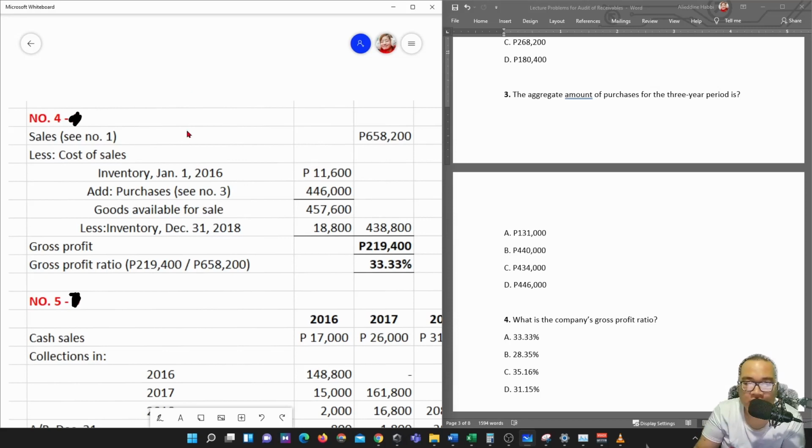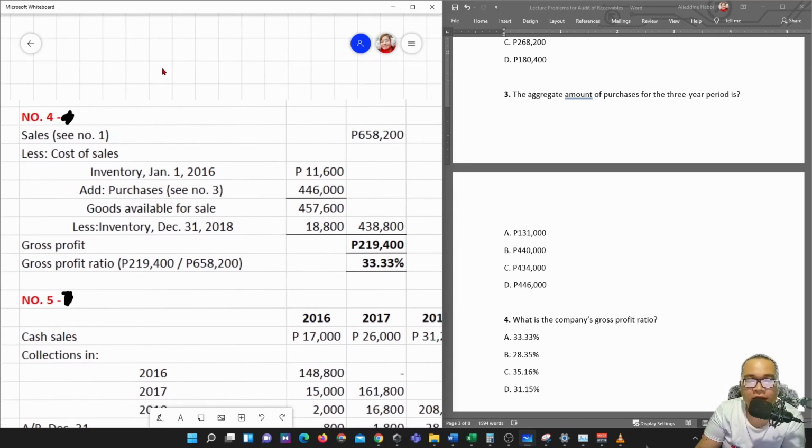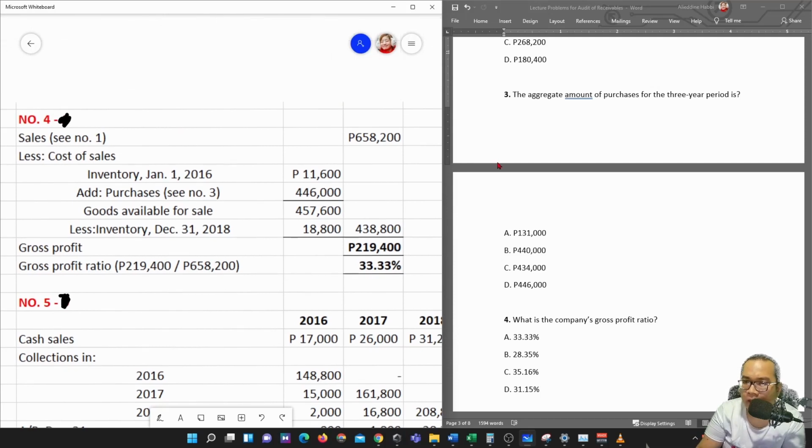Yung cost of sales natin, pero mas sanay ako tawagin yung cost of goods sold kasi mas madali, COGS. May ka-sound siya. So, COGS na lang. Kanya-kanyang tip lang. Ano yung pinag-usapan natin? Gross profit. So, ano yung cost of sales mo or yung COGS mo?